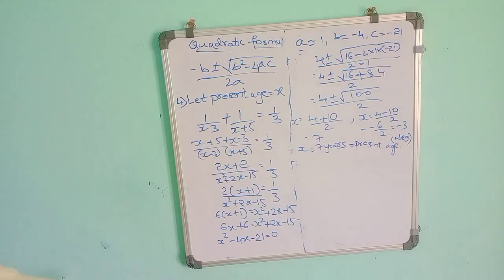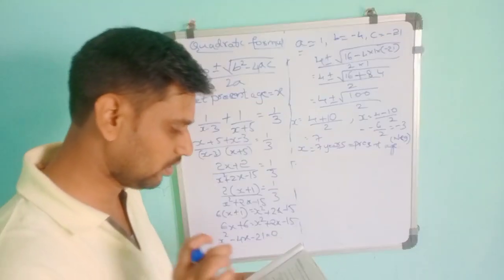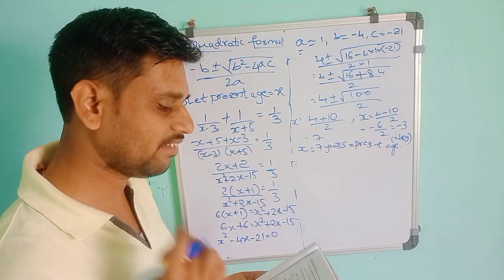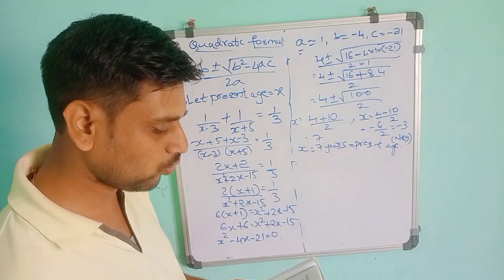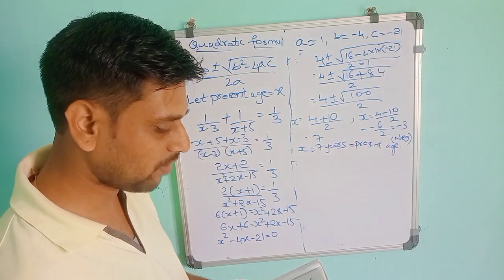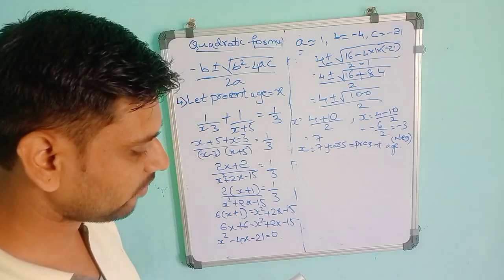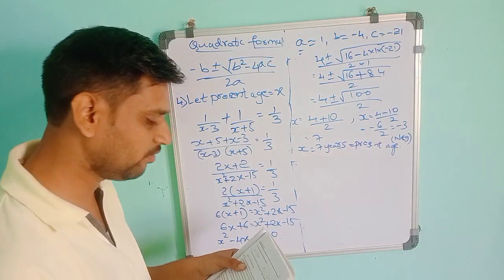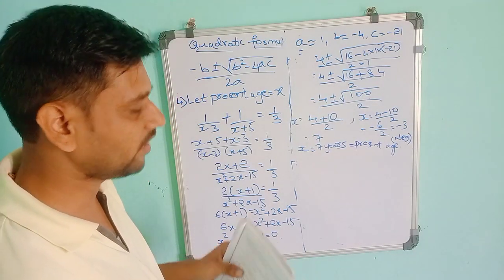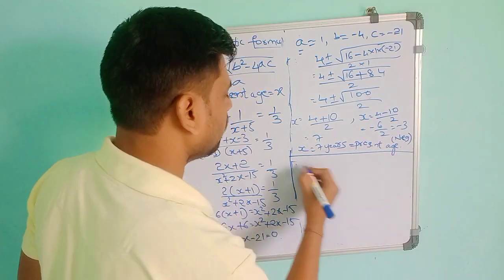Next question. Next question they given: In a class test, the sum of Shefali's marks in mathematics and English is 30. Had she got 2 marks more in mathematics and 3 marks less in English, the product of their marks would have been 210. Find her marks in the two subjects. So in a class test, the sum of Shefali's marks in mathematics and English is 30. So if you take total, they given as 30.